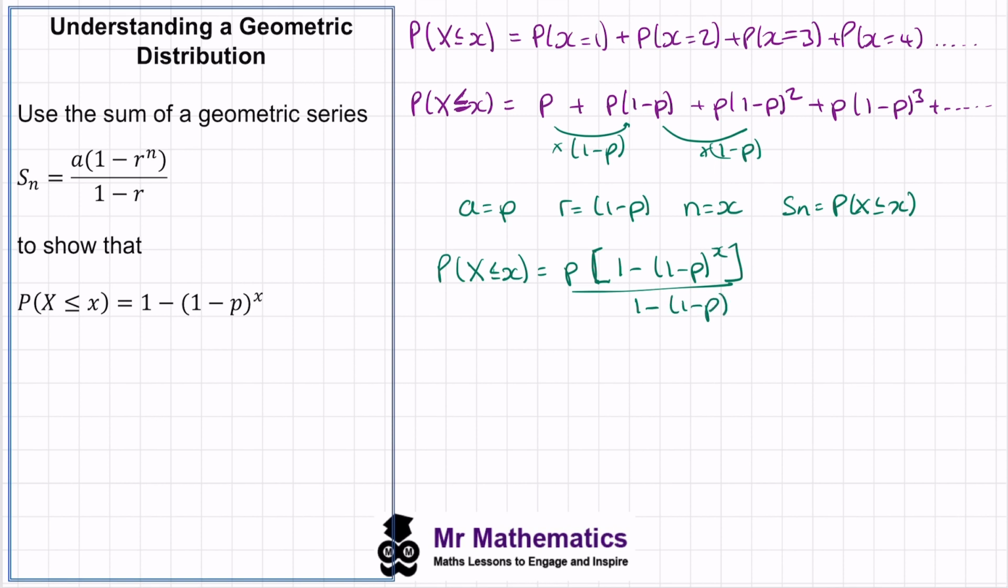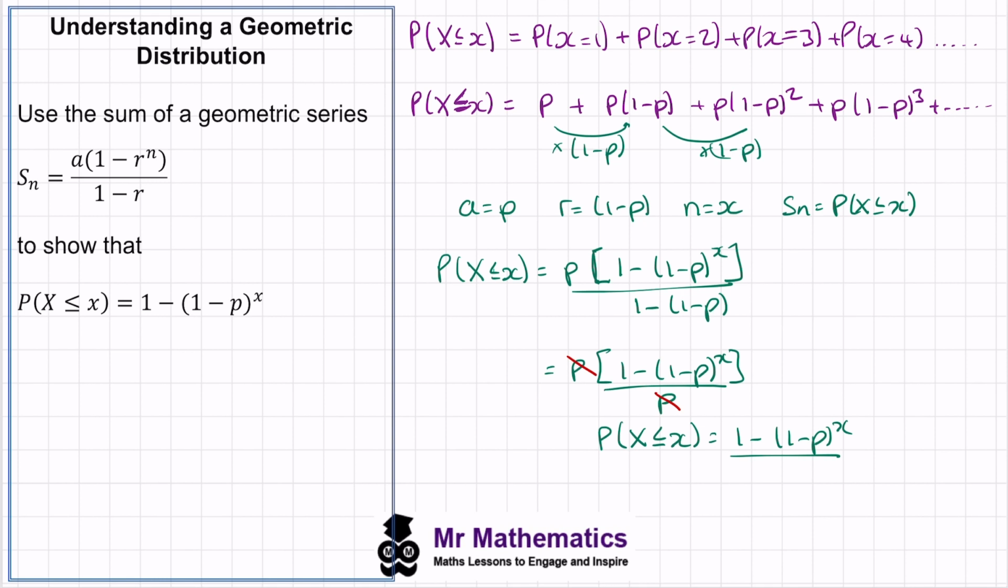And now we can tidy this up by expanding out these brackets. And when we do this, we get the negative 1, which will cancel with this positive 1. And the negative p will become positive p. So we get p lots of 1 minus p to the x all over p. And then this p will cancel with this 1. So we're left with the probability of our random variable being less than or equal to any observed value is 1 minus p to the x. Okay?